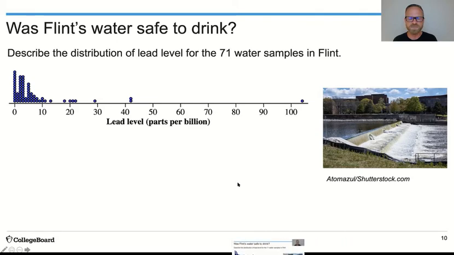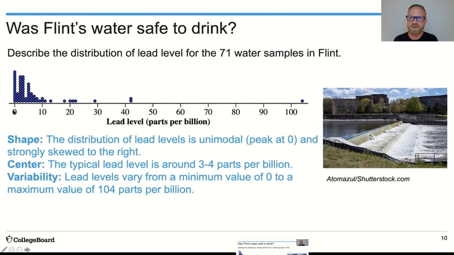Let me skip ahead and see what he does here. Unimodal, strongly skewed. Don't worry too much about the center right now if you're wondering how he got that 3 to 4 parts per million. Variability, he just gave them minimum and maximum, which essentially is like a range, but we're going to be even better than that here at the end of these notes. Okay, and I think that's a good place to stop the video.